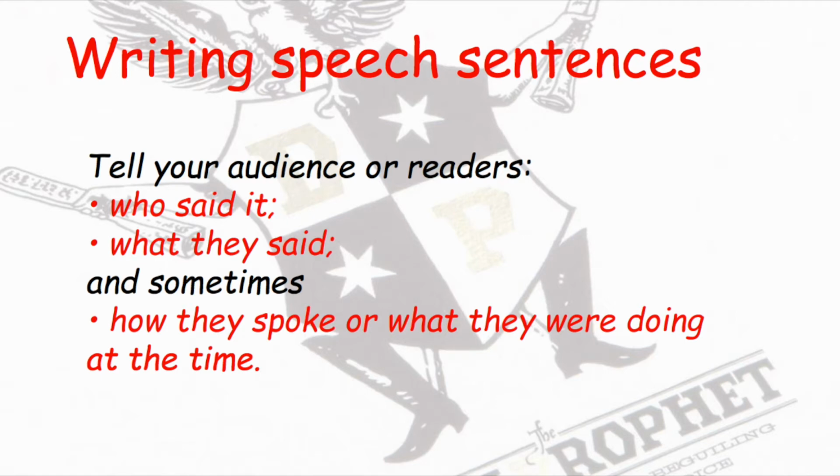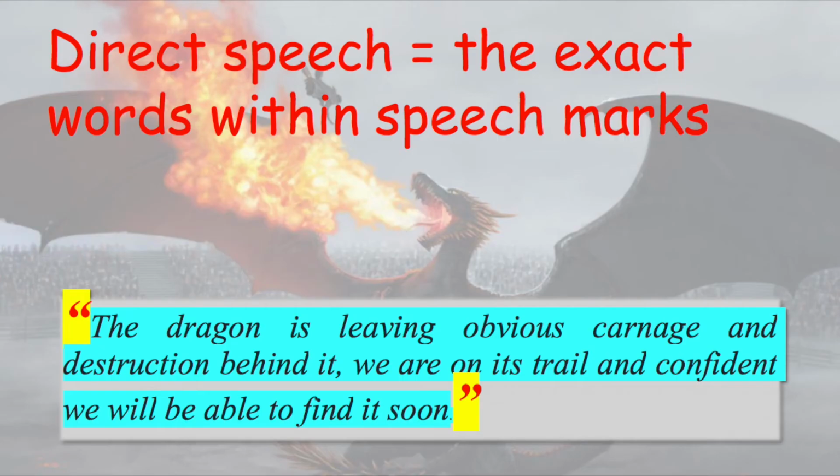Quotation marks are the immediate way to identify direct speech. That's because the exact words of the speaker are shown within quotation marks. For example, "The dragon is leaving obvious carnage and destruction behind it. We are on its trail and confident we will be able to find it soon."